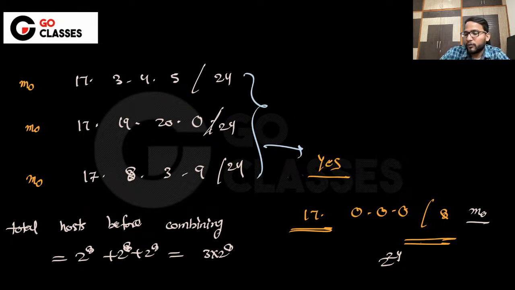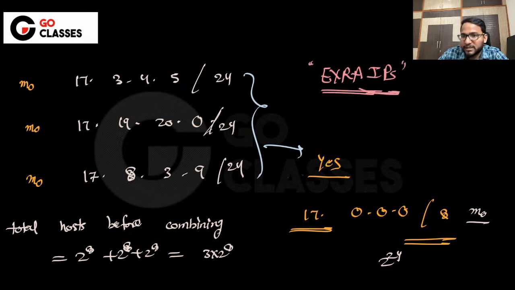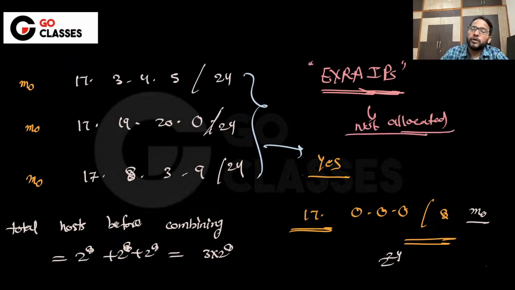So you need to check whether the extra IPs that you are covering are allocated or not. If they are allocated, you write that routing entry also. If they are not allocated, you are very happy. You can definitely combine. Maybe the final result is too big than your initial set of IP addresses, but let's not worry about it. You can combine it.